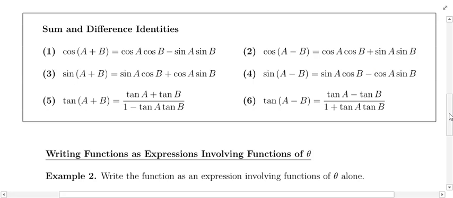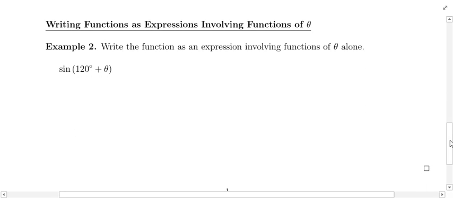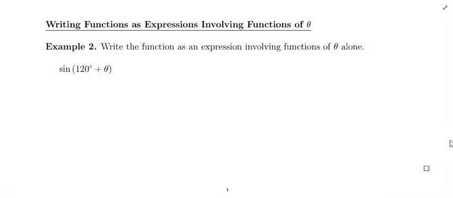So let's do another example. If we move down here, we're going to start off with a really simple example that some of your homework problems will look like. We're going to use these sum and difference identities to write a function as an expression involving just a function of theta. That title is a little confusing. If you read it again, writing functions as expressions involving functions of theta, what does that mean? Let's just read through the example and then I'll explain what these directions mean.